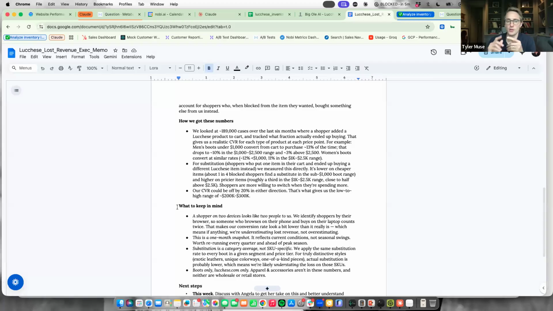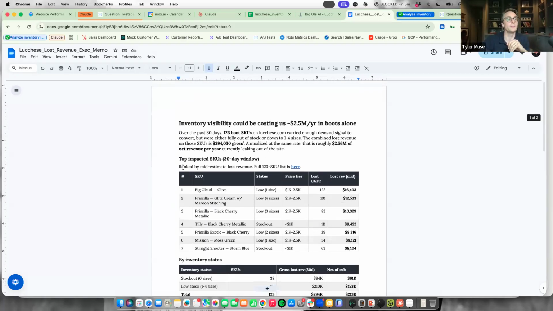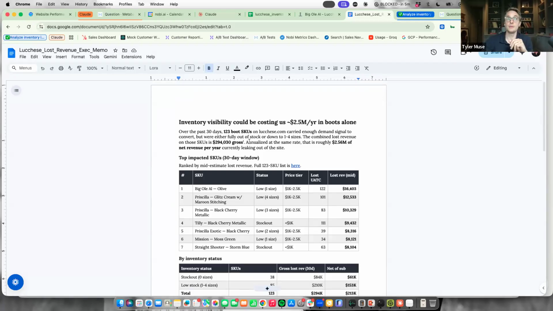Anecdotally, this feels to be a problem, talking to stores, talking to customers, shopping on the site myself, to now like, it is a problem. Like maybe it's not 2.5 million, maybe it's 1.5 million, maybe it's 3.5 million, given these assumptions. But it is clearly a big enough problem to where it's a 7-figure problem. We should be focused on solving it. Could not have done that without Claude.